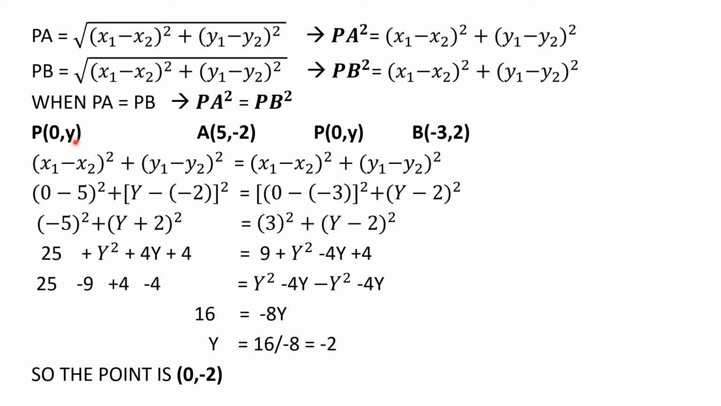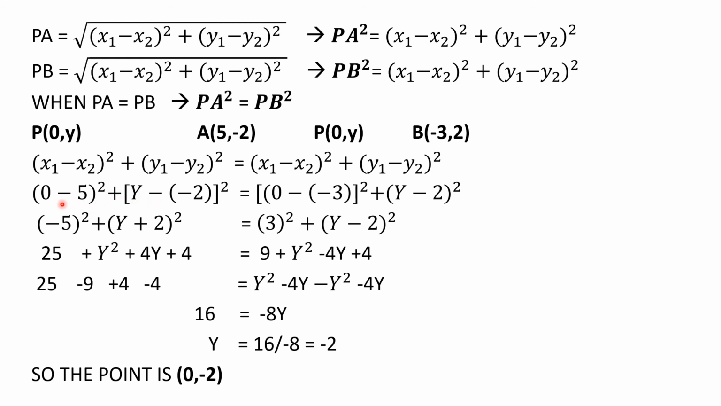So P equal to 0 comma y, A equal to 5 comma minus 2, then P again 0 comma y, B equal to minus 3 comma 2, right? Now x1 minus x2 the whole square plus y1 minus y2 the whole square equal to x1 minus x2 the whole square plus y1 minus y2 the whole square. What is x1? 0 minus 5 the whole square plus y1 is y. This minus is from the formula. Minus 2 is y2, so y minus minus 2 the whole square equal to 0 minus minus 3 the whole square plus y minus 2 the whole square. This minus is from the formula, and x2 is minus 3.